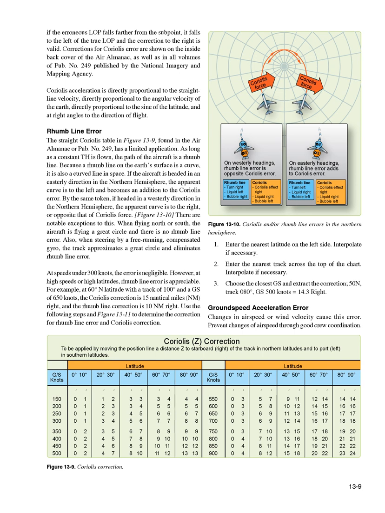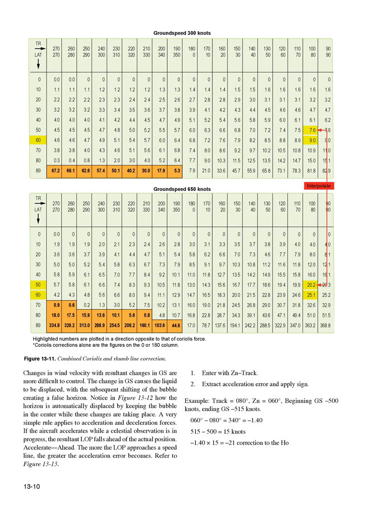Ground speed acceleration error: changes in airspeed or wind velocity cause this error. Prevent changes of airspeed through good crew coordination. Changes in wind velocity with resultant changes in GS are more difficult to control. The change in GS causes the liquid to be displaced, with the subsequent shifting of the bubble creating a false horizon. Notice in Figure 13.12 how the horizon is automatically displaced by keeping the bubble in the center while these changes are taking place. A very simple rule applies to acceleration and deceleration forces.